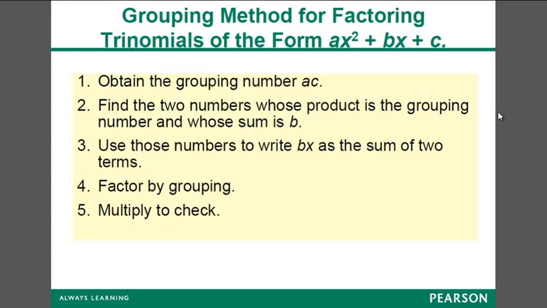We use those numbers to write bx as the sum of two terms. We factor by grouping, and we multiply to check. Let's do an example or two so you can see what I'm talking about.